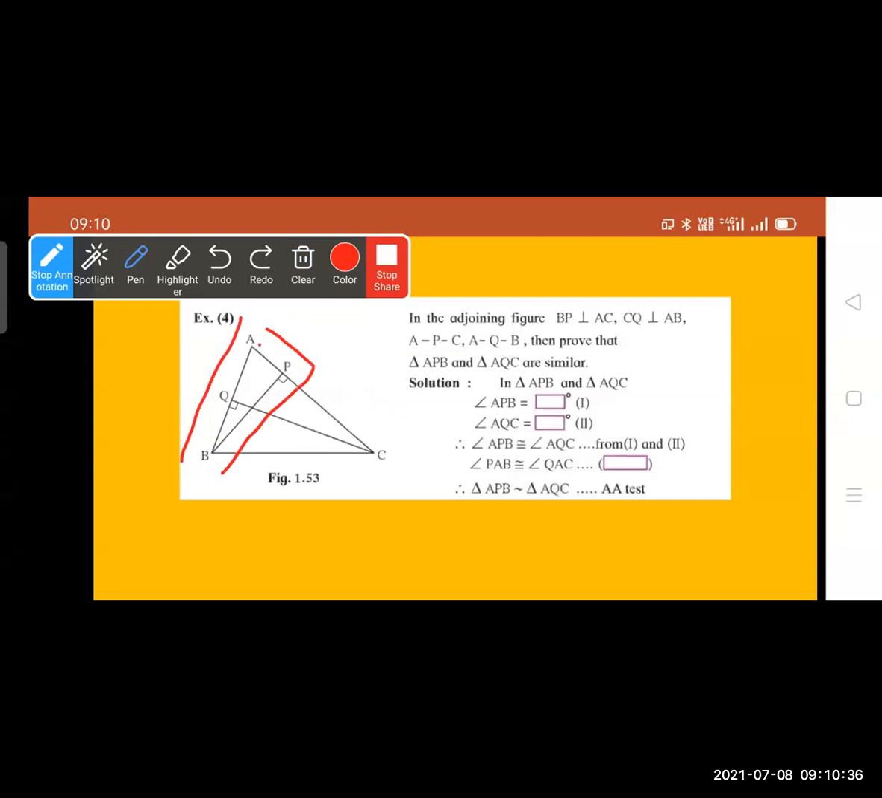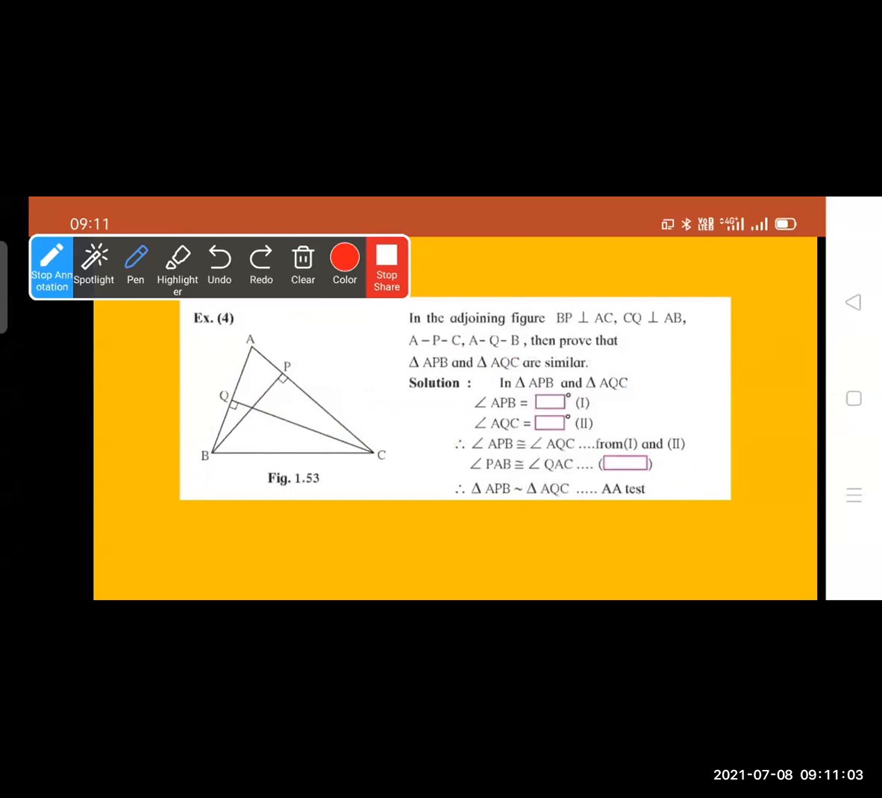Triangles APB and AQC are... So first we understand the question and then we solve the activity. In your exam, this is given. You have to fill only the boxes. Each box carries half marks. This may be asked for 2 marks.